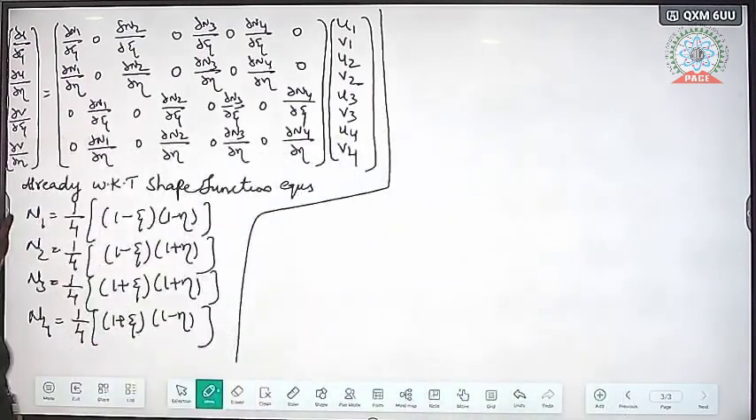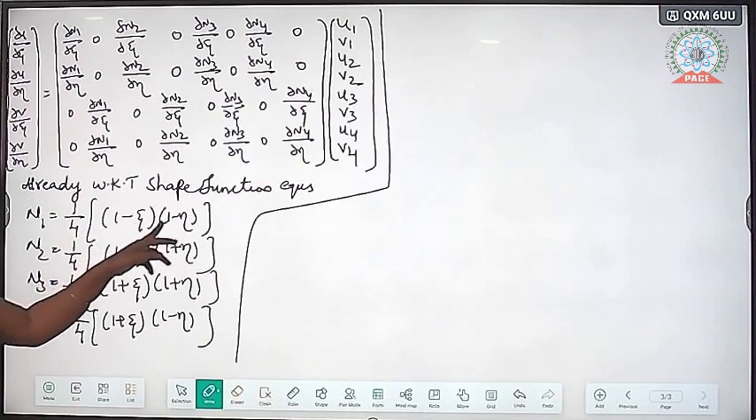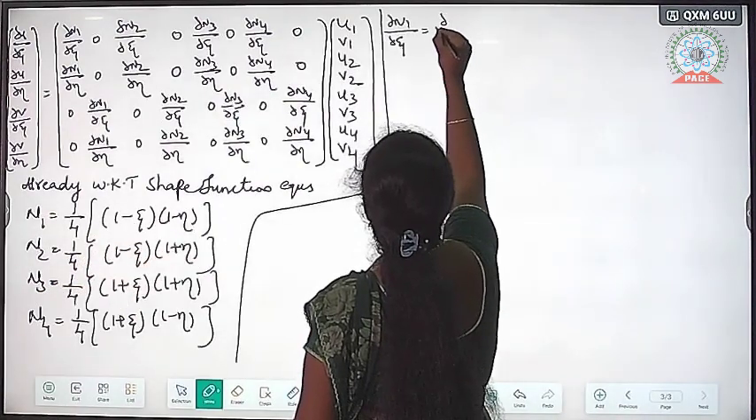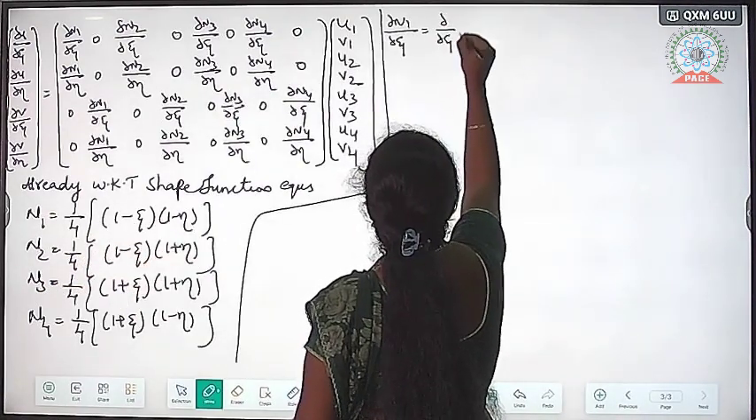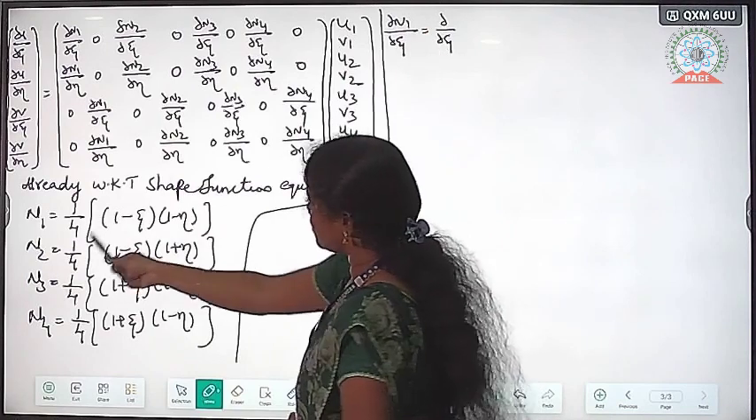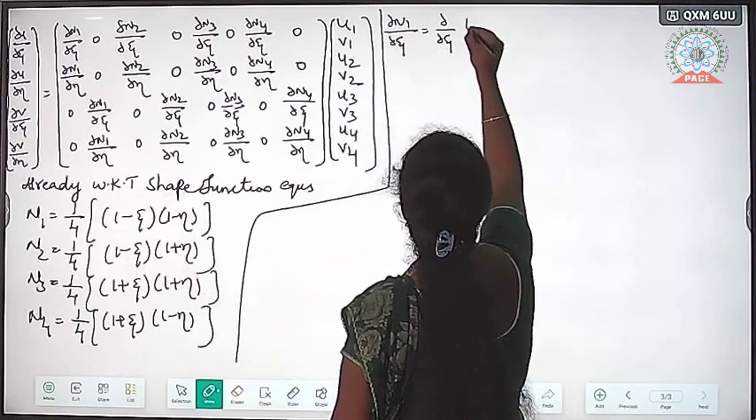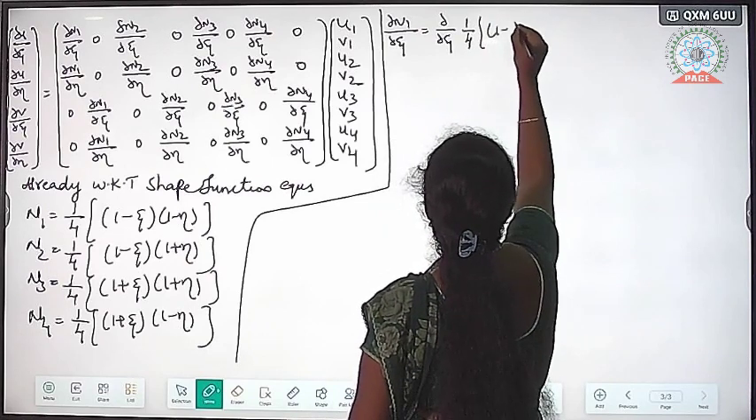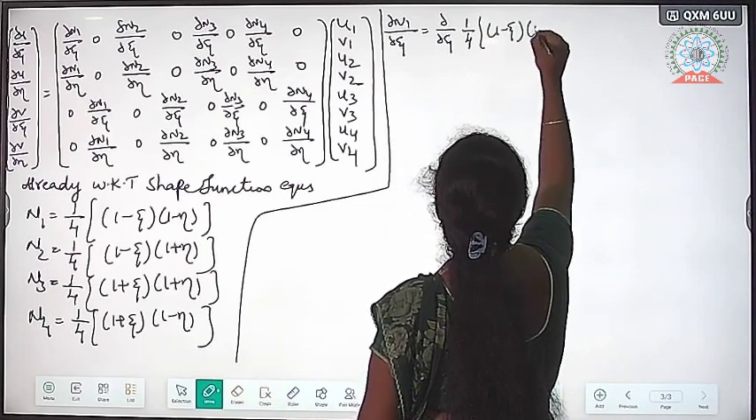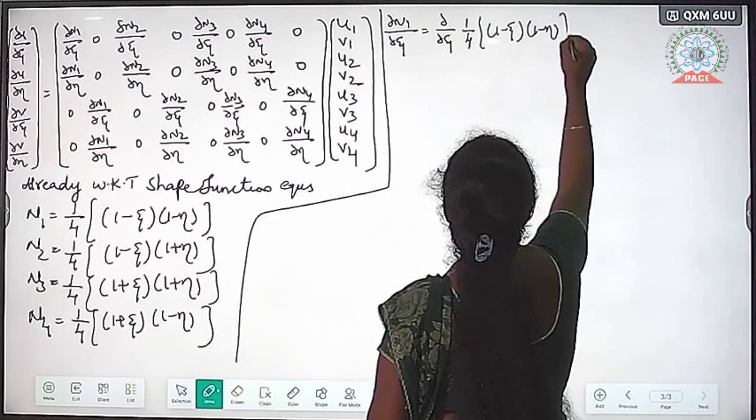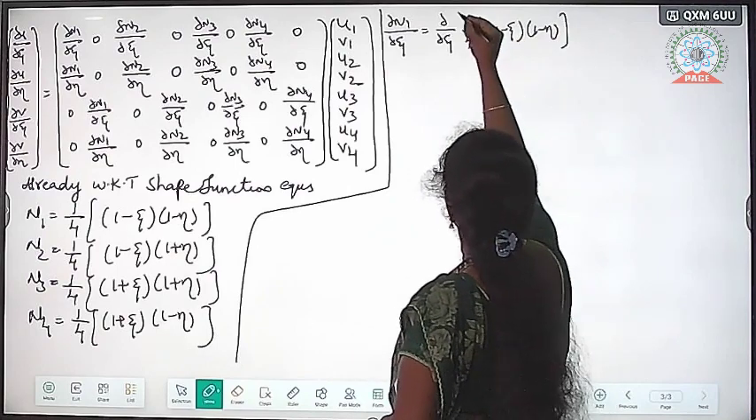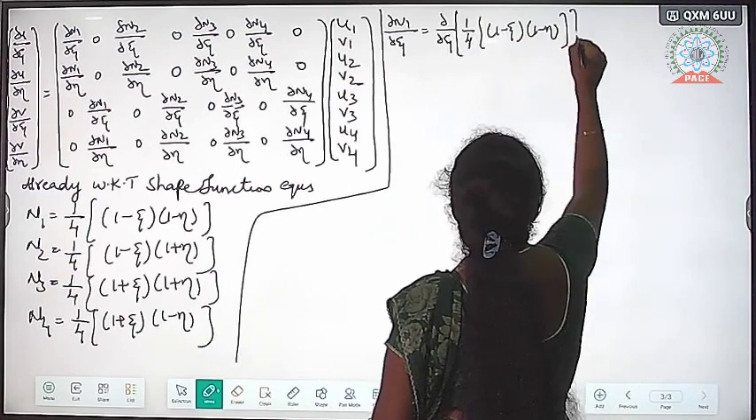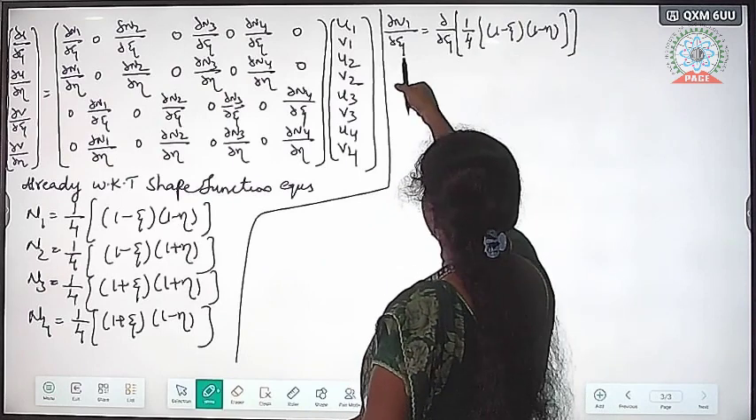Already we know the shape function equations in a quadrilateral element. So, N1 is equal to 1 by 4 into (1 minus xi) into (1 minus eta). We need dou N1 by dou xi, that is dou by dou xi of N1. N1 means 1 by 4 into (1 minus xi) into (1 minus eta). Okay, this is the N1. We have to take the partial derivative of this N1 with respect to xi.